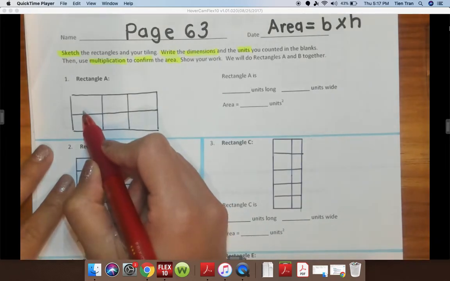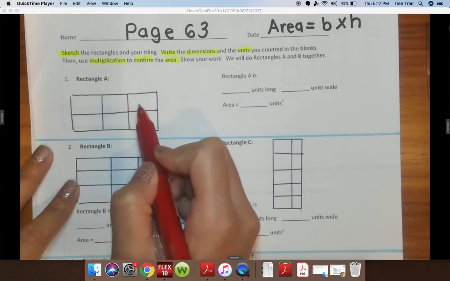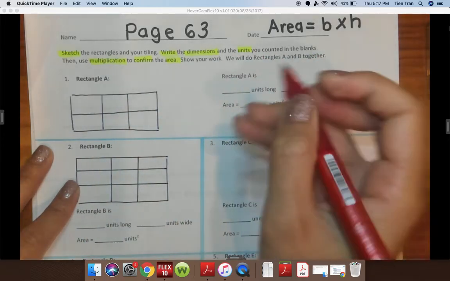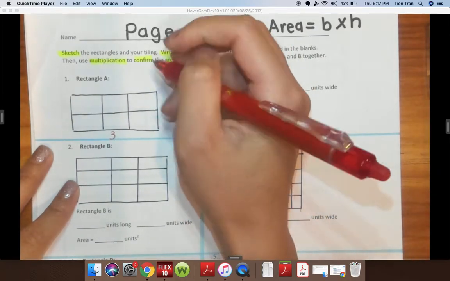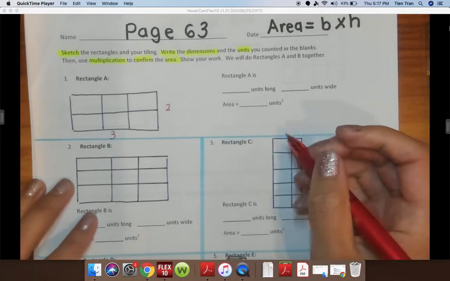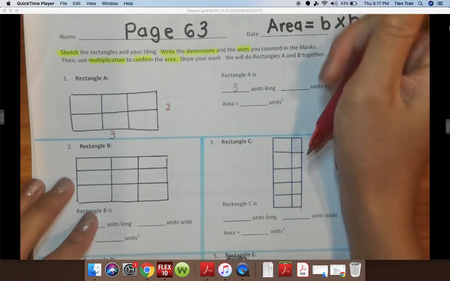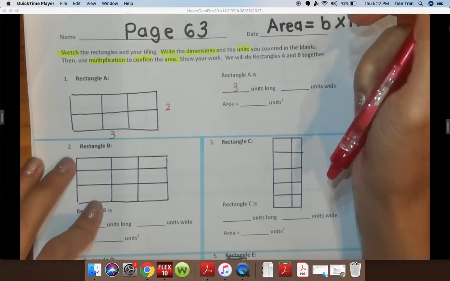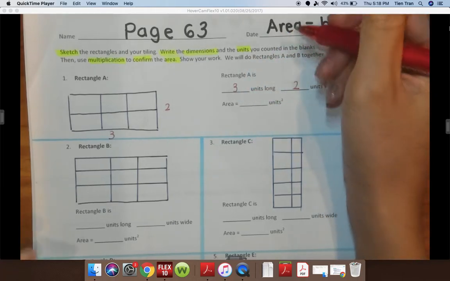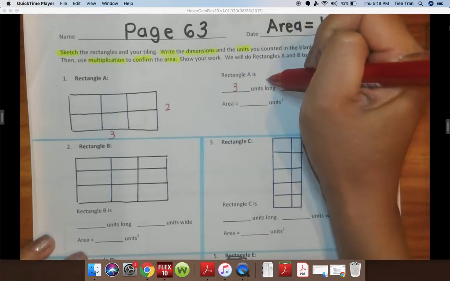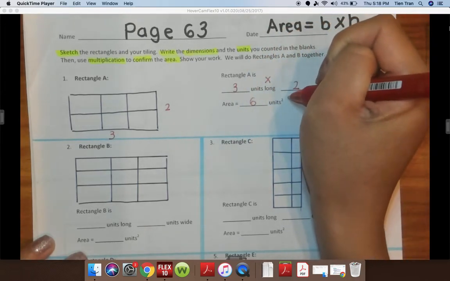I know that I'm going to count the cubes or the units I have here. So I have 1, 2, 3. So I have 3 units that go across, so that is my base, and my height is 1, 2. I counted 2 for my height. So I'm going to write 3 units long and 2 units wide. So the area, when I multiply, which is 3 times 2, I'm going to get 6 units squared.